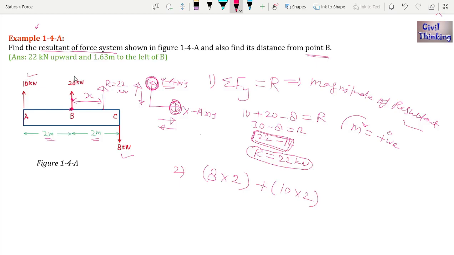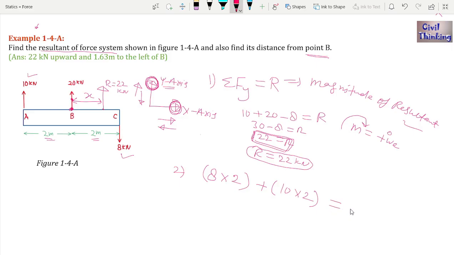Now the moment due to 20 kilonewton about point B is 0, right? Because the distance is 0, the 20 kilonewton force is passing through B, so we will not consider this, okay? Because the moment due to 20 kilonewton at B will be 0. So all of this is the moment due to forces, right? Now it has to be equal to what?